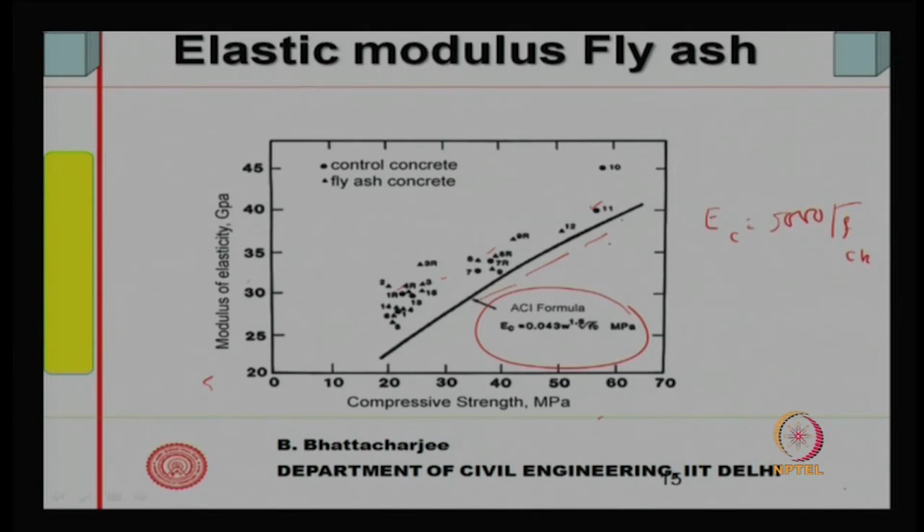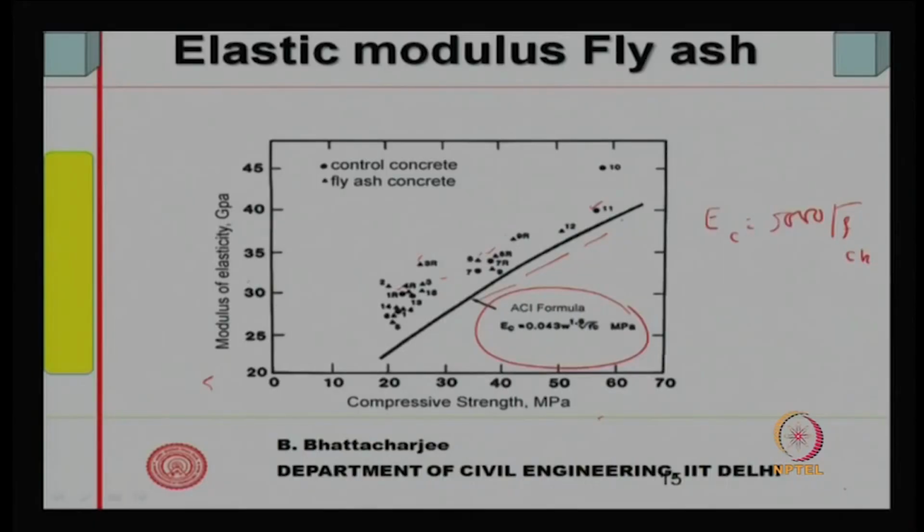It is usually conservative; design values are kept lower to cover a little bit and to make it less risky. So, you keep E values smaller, but it has been observed that with fly ash concrete the values are also above this line. That means your design formula really would not be affected by the addition of fly ash. All right.